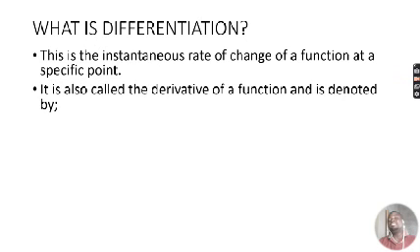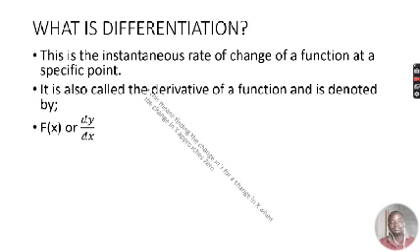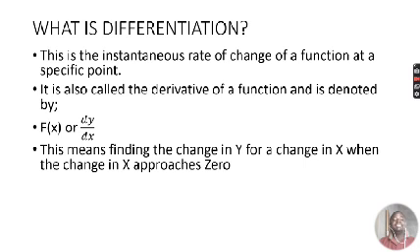It is also called the derivative of a function and is denoted by f'(x) or dy/dx. We said that this means finding the change in y for a change in x when the change in x approaches 0. That is differentiation. If we consider this profit equation, which is profit is equal to 2x plus 2y squared minus x squared plus 3y, we are saying, what will be the change in x if there is a change in y? And what will be the change in y if there is a change in x?